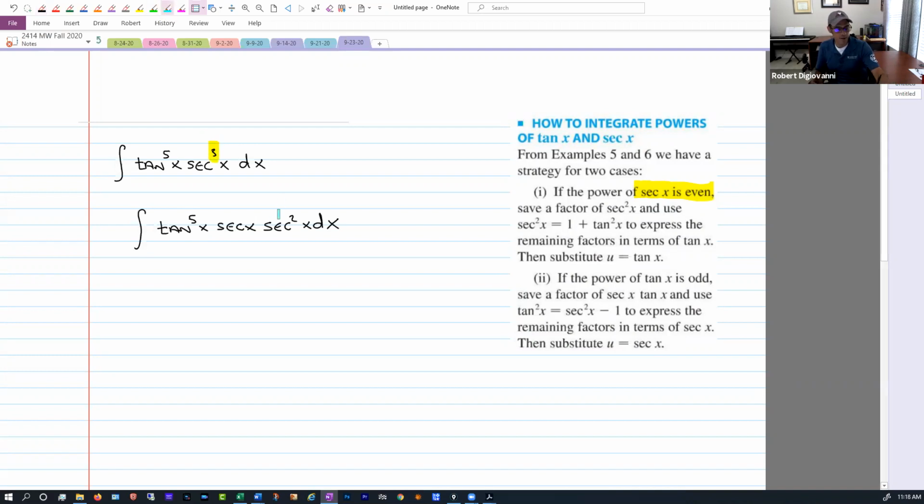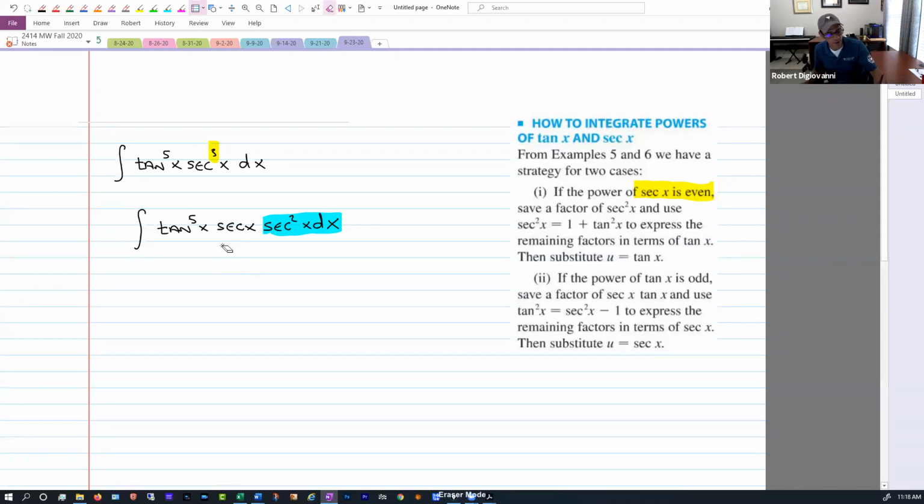And this part here is your du. Everything else has to be rewritten in terms of tangent now. But the problem is you don't have a way to convert the secant x to a tangent because you don't have the Pythagorean identity anymore because the secant's not squared. And there is no direct formula or equation that connects secant to tangent. So there's no easy way to get rid of that secant. So even though you could peel off the secant squared, you're going to get stuck.